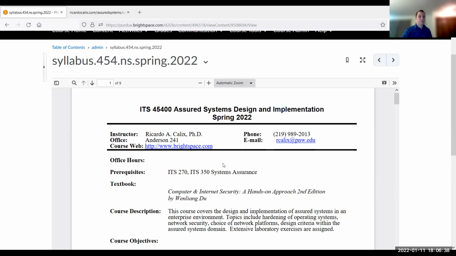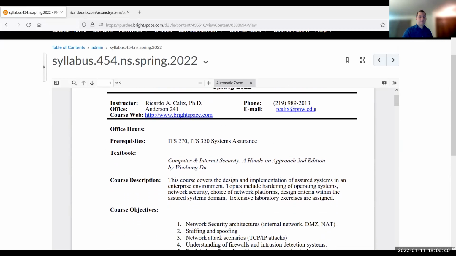This is spring 2022. I'm Professor Calix. You can see my information there to contact me. Office hours will be Tuesdays and Thursdays from 4 to 6. So basically the period before this class, send me an email and we can, at least for now, use Zoom. The prereqs for this class are the ITS 350 course, the crypto class.